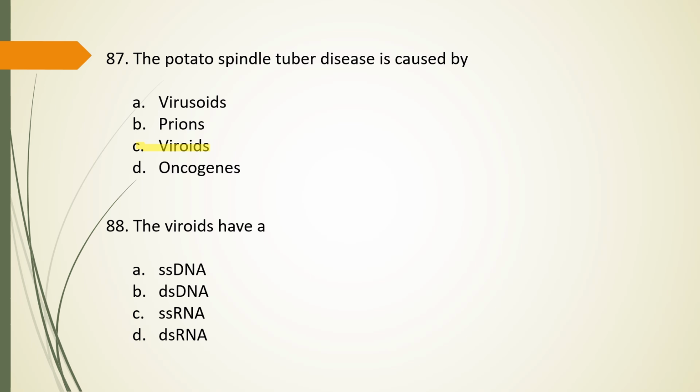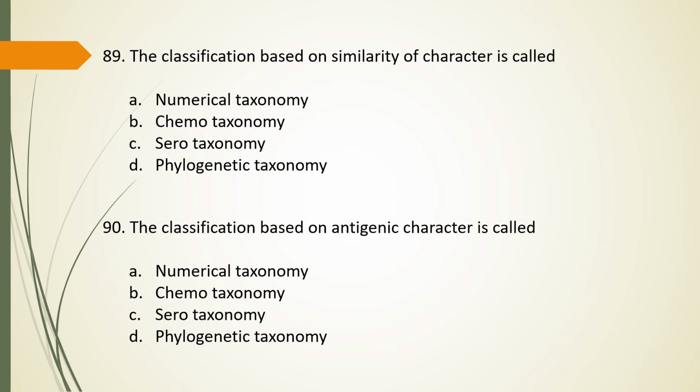Question number 88. The viroids have a option A single-stranded DNA, B double-stranded DNA, C single-stranded RNA, D double-stranded RNA. The correct answer is option C single-stranded RNA. Question number 89. The classification based on similarity of character is called option A numerical taxonomy, B chemotaxonomy, C zero taxonomy, D phylogenetic taxonomy. The correct answer is option A numerical taxonomy.